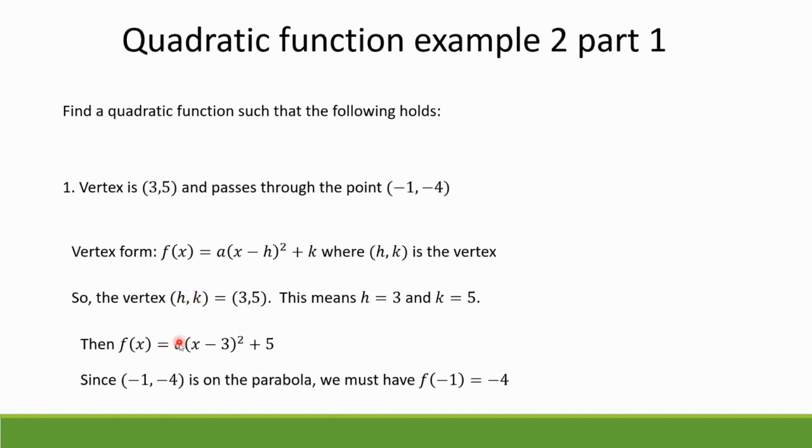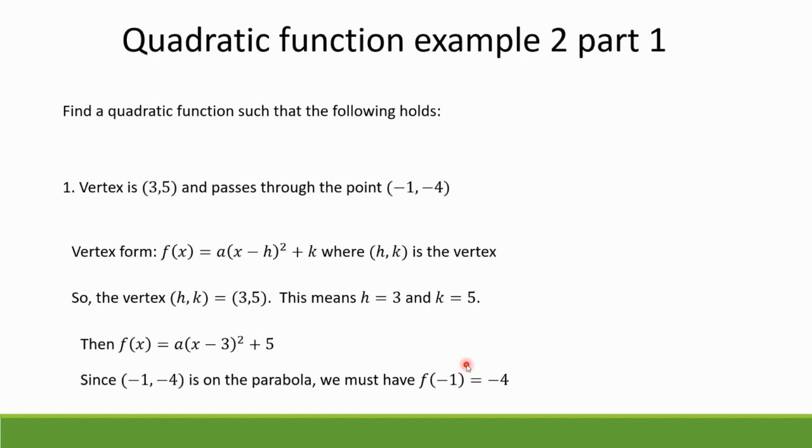But again, we're not done yet, right? Because this a could be anything. Although I'm sure if you think about it for a bit, you would know if it's positive or negative at least, but that takes a little bit. Anyway, we don't have to do that because we have a point on the graph. We have a point on the parabola, right? This. And since (-1, -4) is on the parabola, this is telling us that f(-1) must be -4.